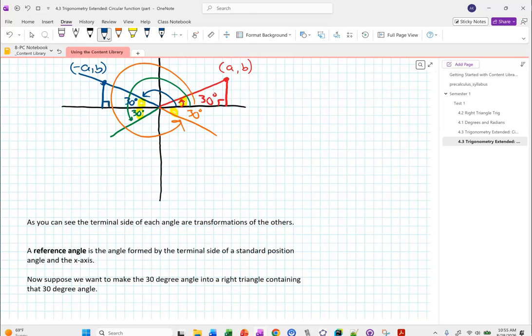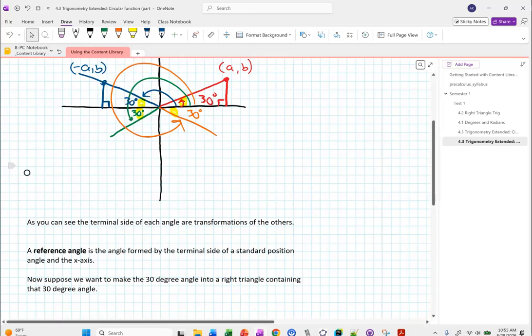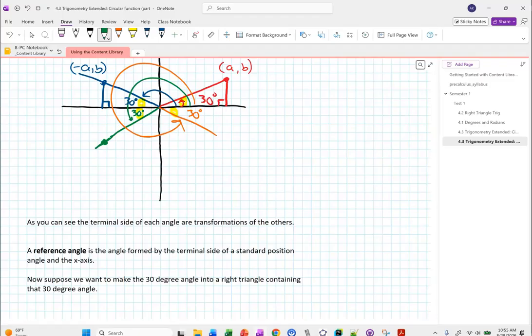So we can do the same thing there. If we take the green angle, I'll make that longer, and we do the same thing, what will be the name of the point here? Negative a comma negative b. Okay. And we do the same thing on the orange guy. What are we going to have here? Yeah, a comma negative b. Very good. Everybody agree?